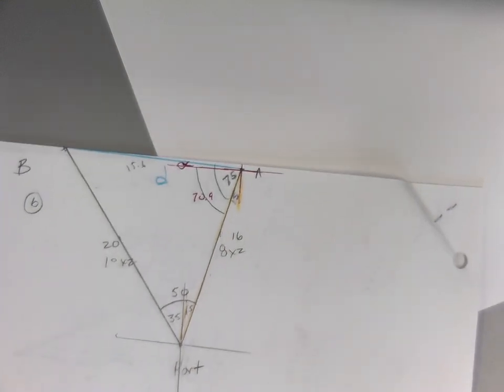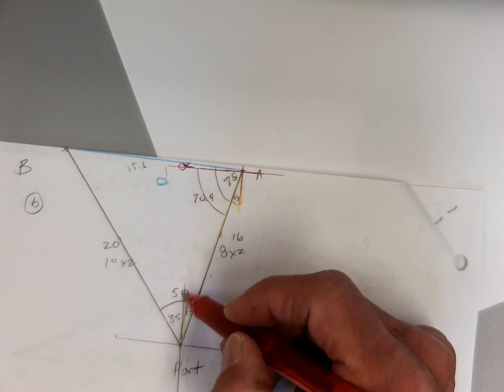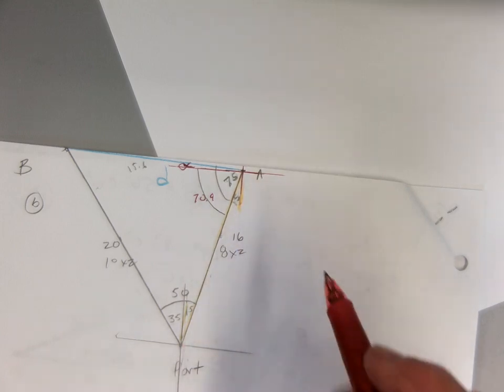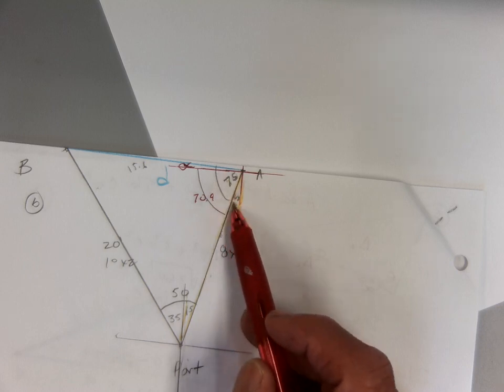Now the bearing really is 180 degrees. This is 15 because of alternate angles. So the bearing is going to be 180 plus 15 plus this angle here.